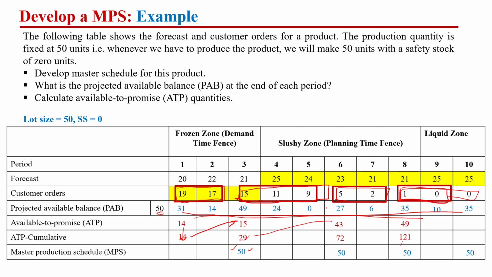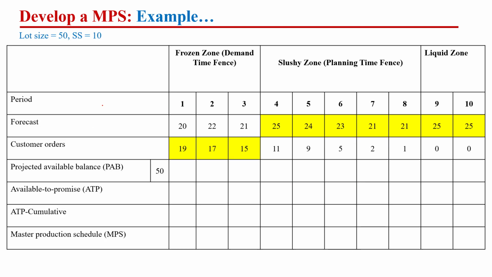Okay, now let's solve this problem if, instead of safety stock 0, we have safety stock 10. That means whenever the inventory level is going to reach 10 units or less, we are going to place the order. So if I calculate the projected available balance or the master production schedule, 50 minus 19, so I can meet it, that means there is no need to produce, that is 31. Again, with the help of this 31, I can meet this demand. 31 minus 17 is going to be 14, so there is no need to produce over here.